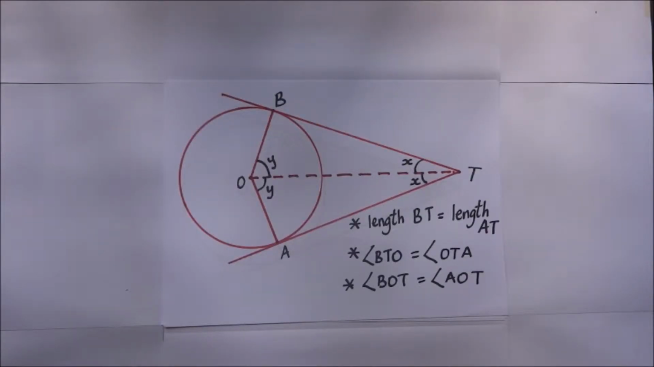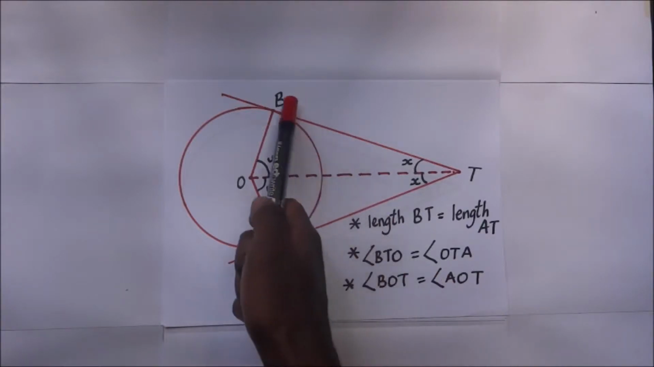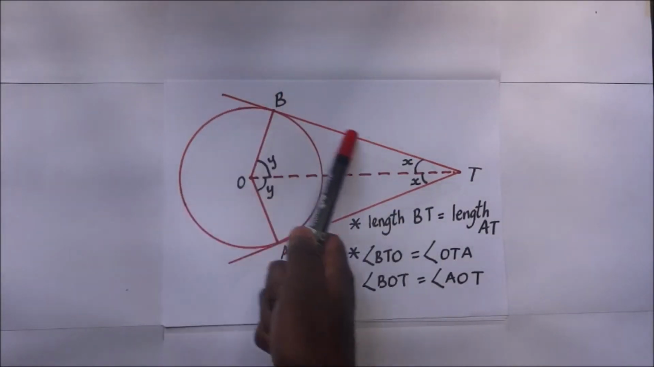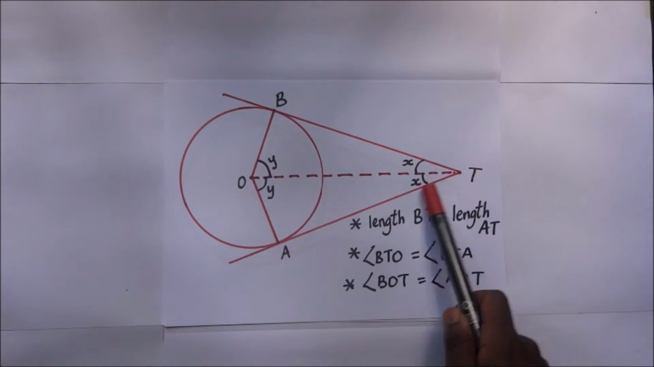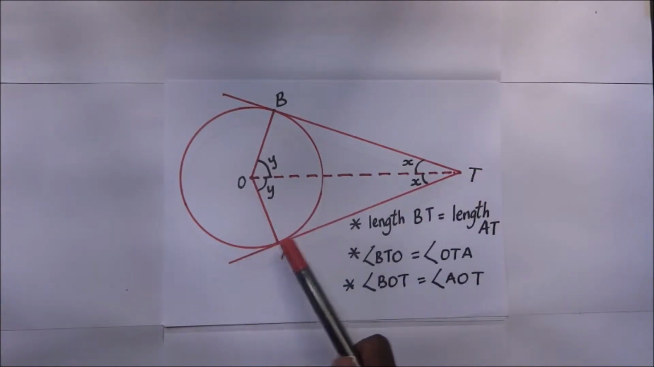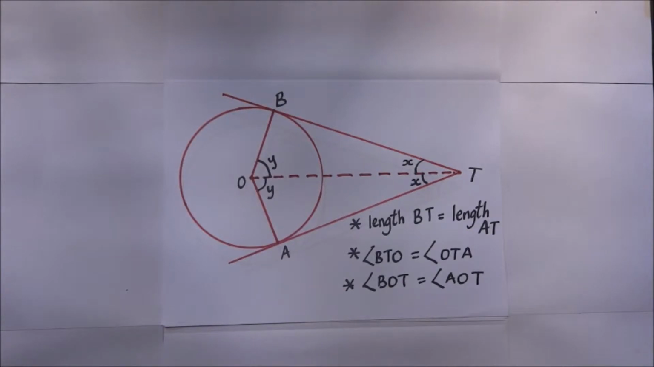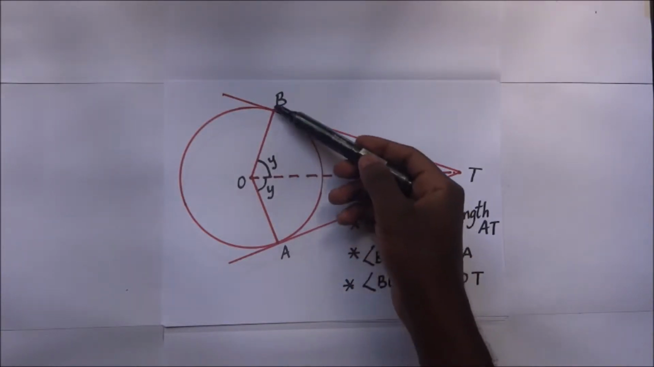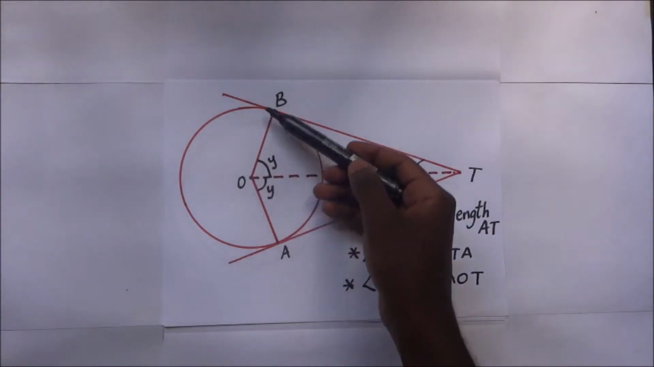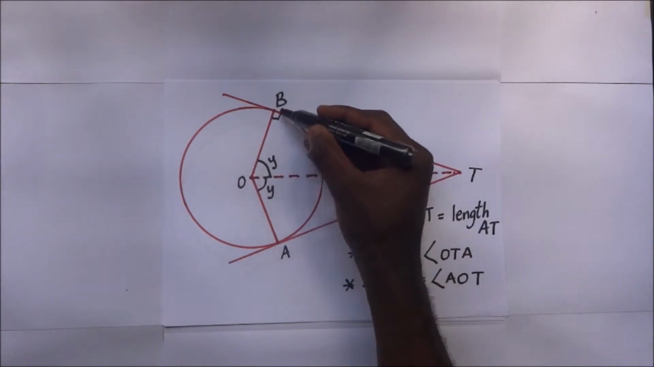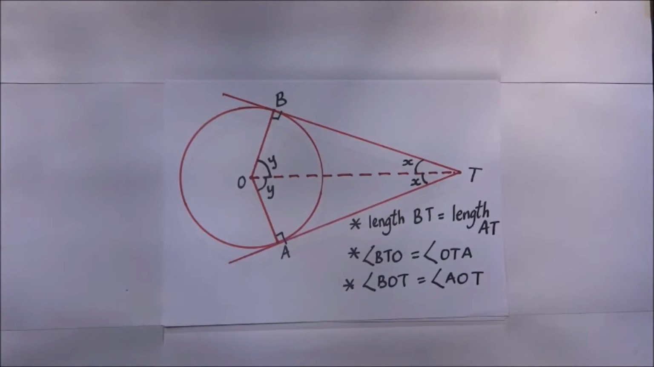We have some other properties that we need to explore here. Consider two tangents. We have BT here. BT is a tangent. And we also have AT. It is also another tangent. When these tangents meet the circle at these points, they connect with the circle in such a way that they make 90 degrees with the radius. So this is 90 degrees and that is also 90 degrees.